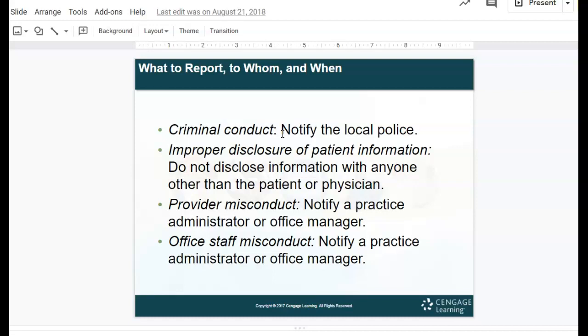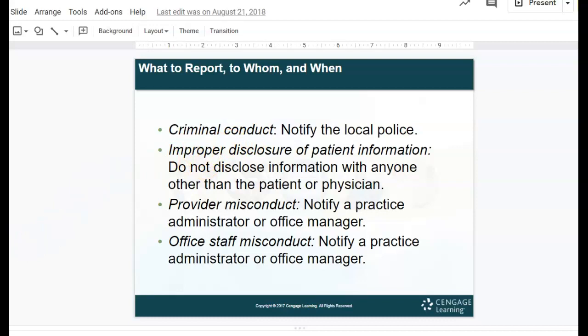You need to notify them and provide them with the evidence of the breach, the violation of HIPAA, and then move forward from there. Provider misconduct: notify a practice administrator or an office manager. So if your physician is not doing their job correctly, you need to notify your superior of that.